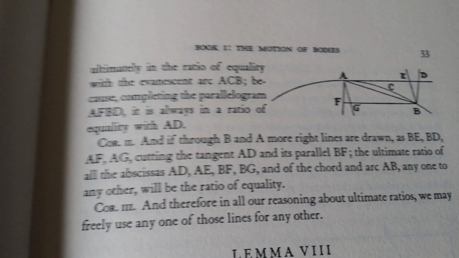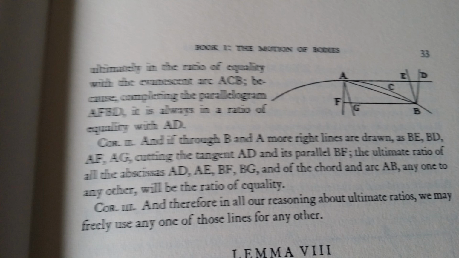Okay, we're switching over to the other page of diagrams. Corollary 1. Whence, if through B we draw BF parallel to the tangent, always cutting any right line AF passing through A in F, this line BF will be ultimately in the ratio of equality with the evanescent arc ACB. Because completing the parallelogram AFBD, it is always in a ratio of equality with AD.